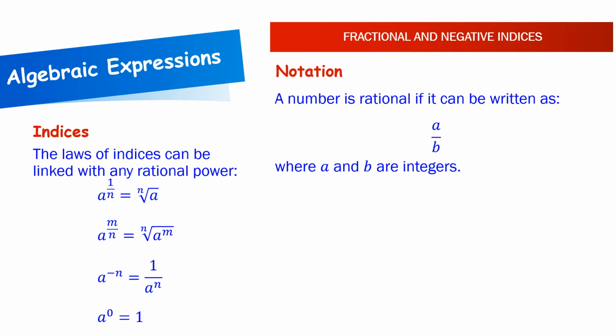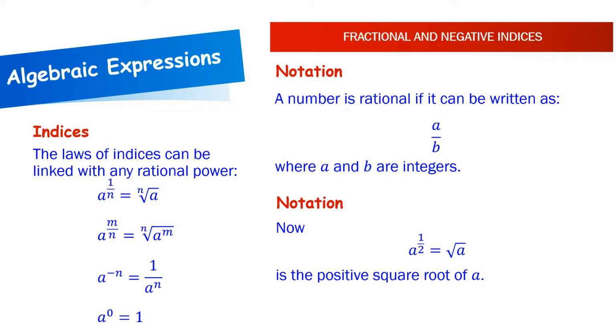Let's take a look at some notation. A number is rational if it can be written as a over b, where a and b are integers. Remember that integers are whole numbers. They could be positive or negative. Now, a to the power 1 over 2 is the positive square root of a and is denoted as shown on your screen. So, for example, 25 to the power 1 over 2 equals the square root of 25, which equals 5. However, 25 to the power 1 over 2 is not equal to minus 5.